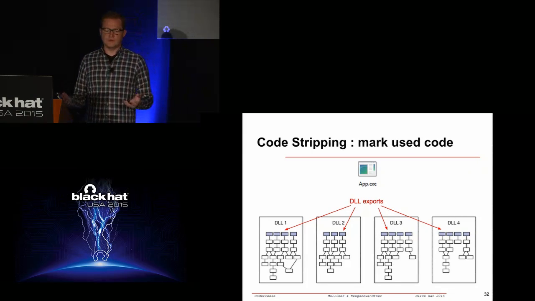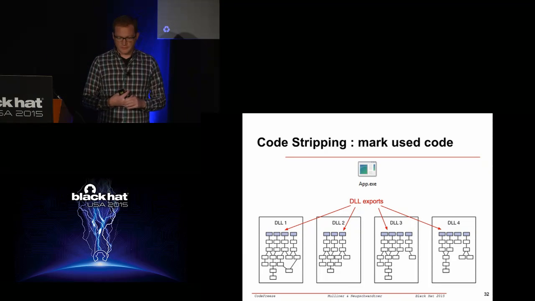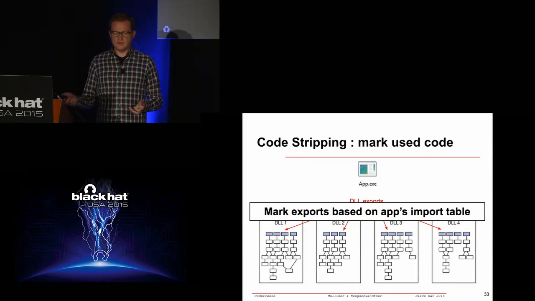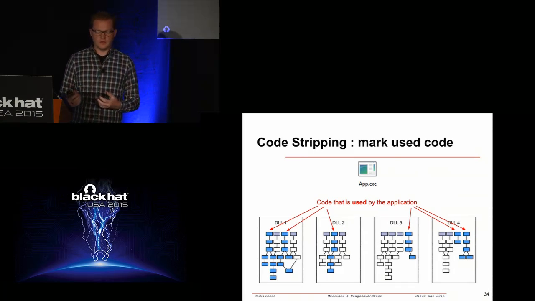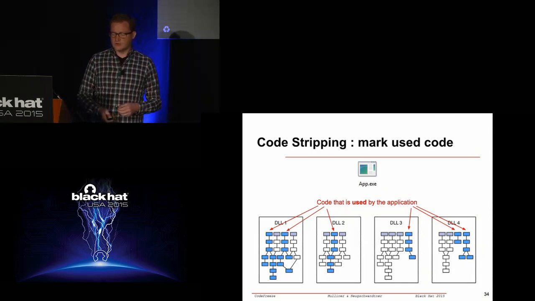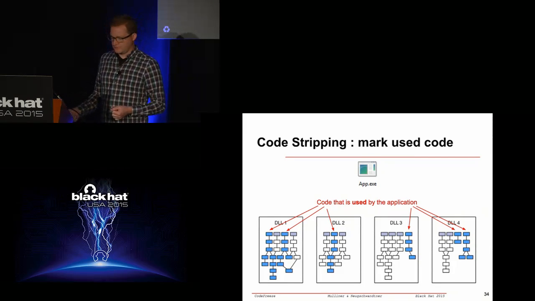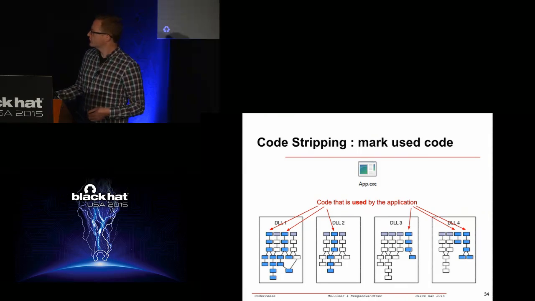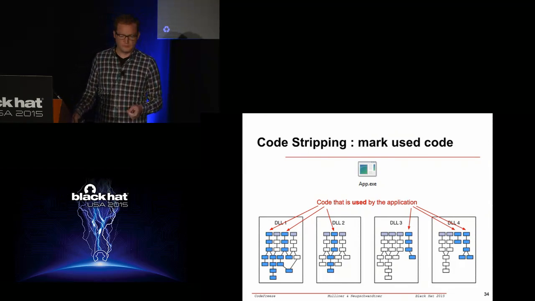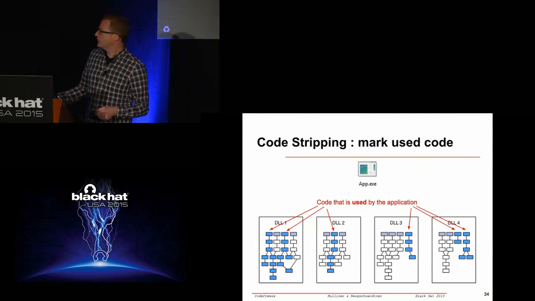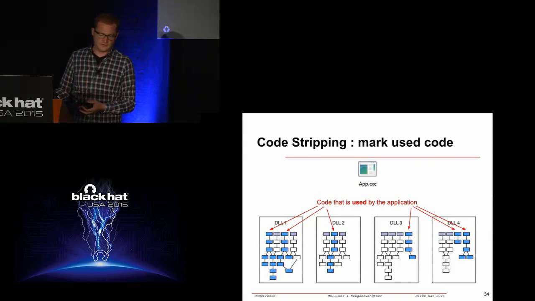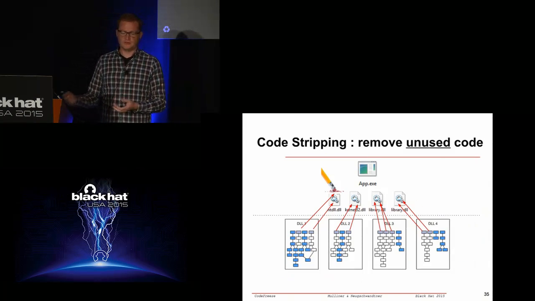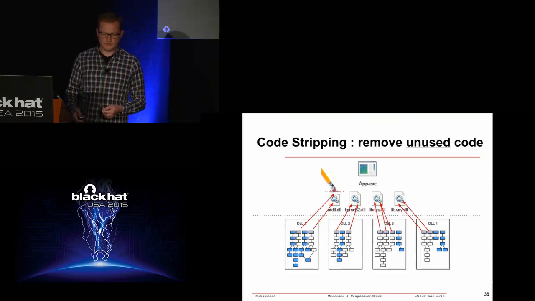Then, as soon as our tool executes, we look at the DLL exports and go through the application import table and mark all the different nodes and functions within the control flow graphs if they're used. So all those blue nodes represent code parts of a DLL that are actually used by this specific application.